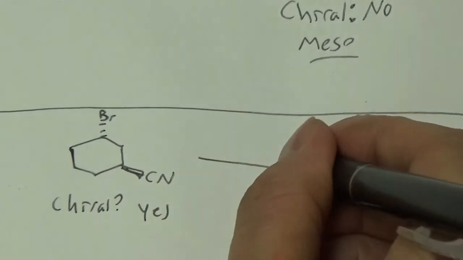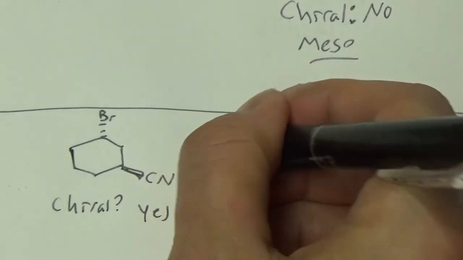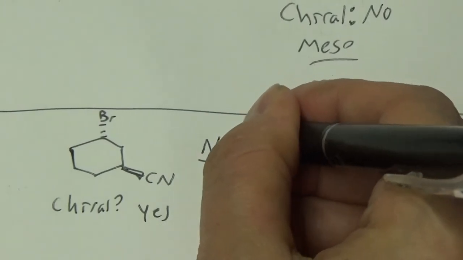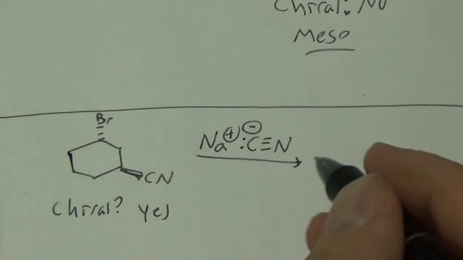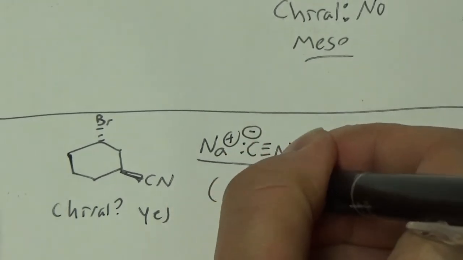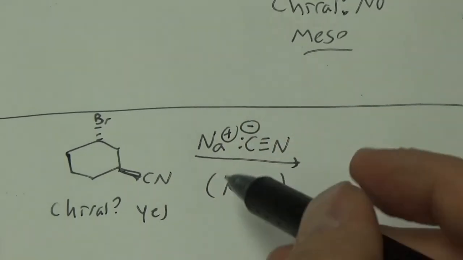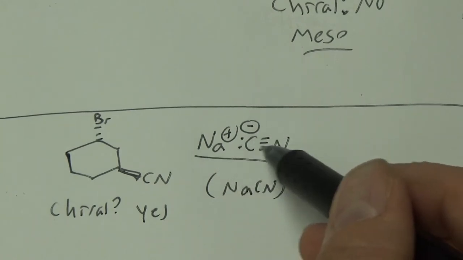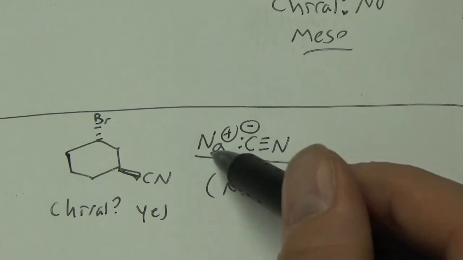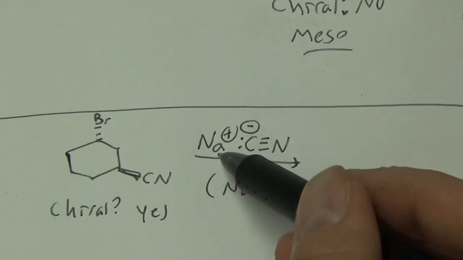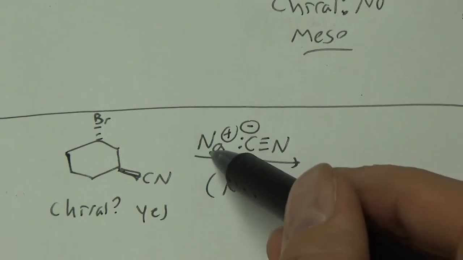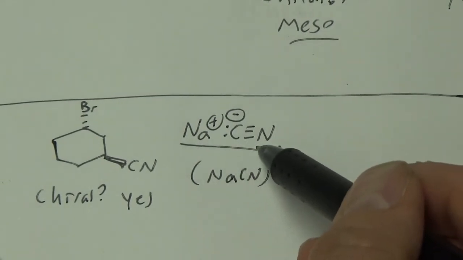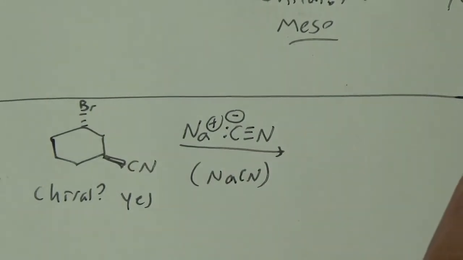What if I react this with, this time I'm going to scare you and write Na plus CN minus, or you could just say NaCN. Usually I have not been showing the counterion, I would just say CN minus, right? Well, of course, CN minus does not exist. You need a counterion, and you might call this a spectator ion. It's not doing anything; it just hangs around. Anyway, so this CN minus attacks.